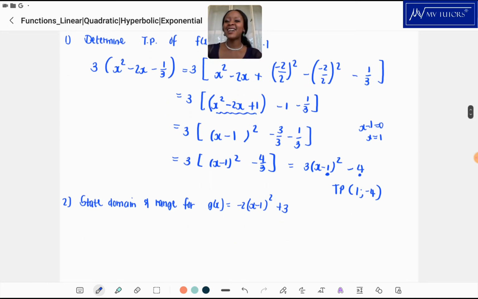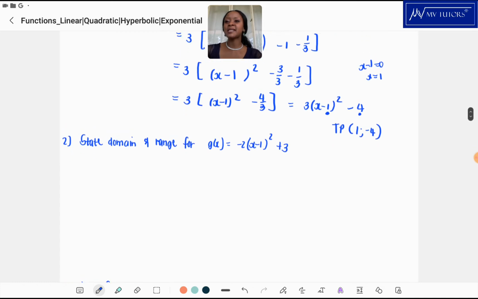Okay, now let's look at the second question, where it says state the domain and the range for this function. I'm not going to sketch it, because first of all, my domain is not restricted. And if my domain is not restricted, I know the parabola is a sad face. It looks like this. And I know my turning point is 1 and 3. That's all I can sketch for you, okay?